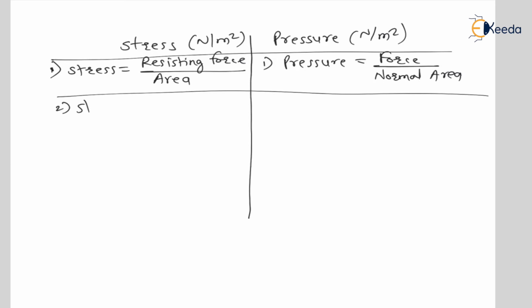The second point is stress is a tensor quantity. Stress is a tensor quantity, it is a second order tensor. And pressure is a scalar quantity.